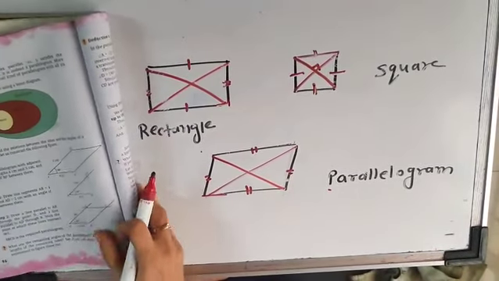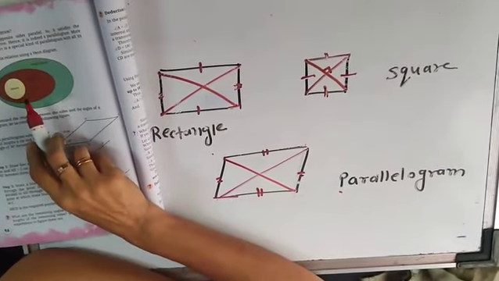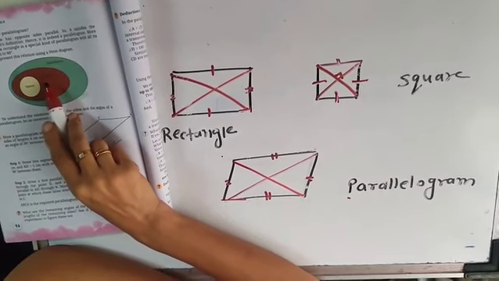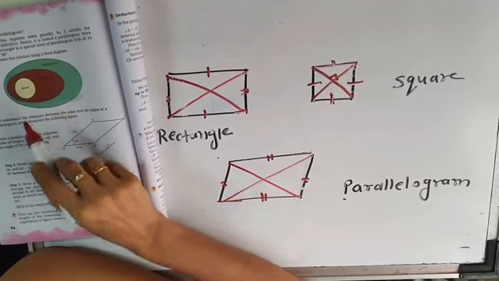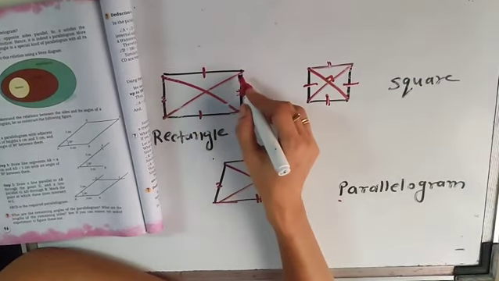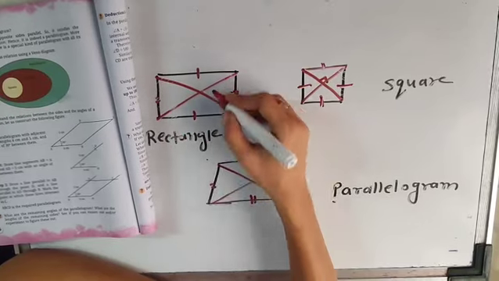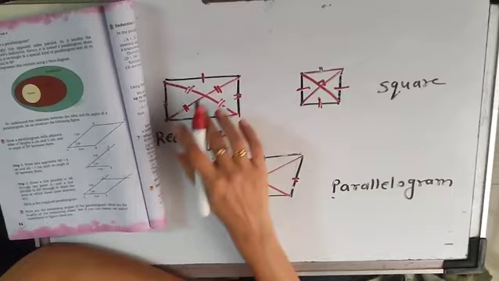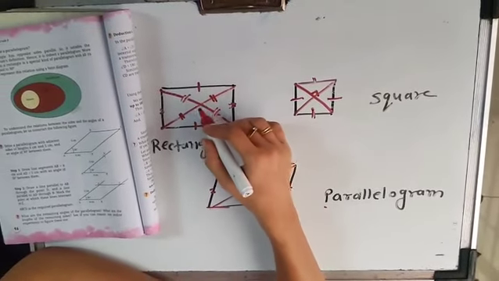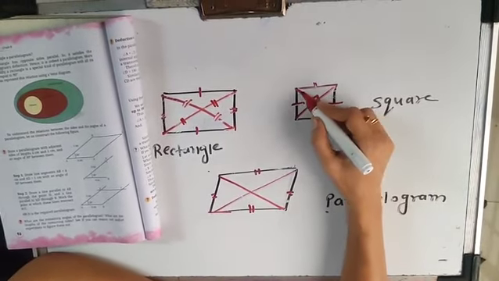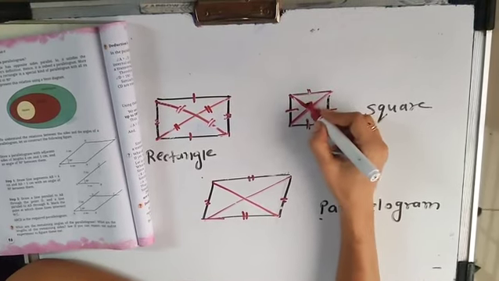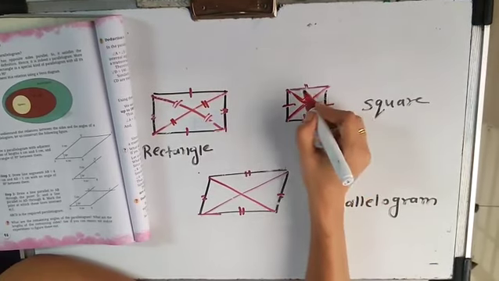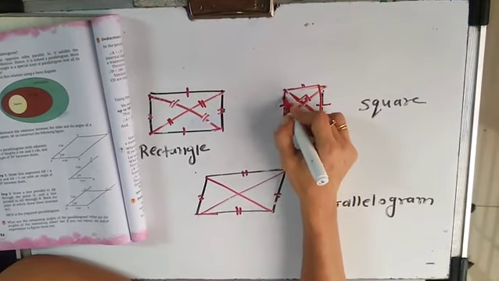So see here, one figure is given in your textbook. Here all the squares are rectangles but not all rectangles are squares. Why? Because when the diagonals bisect each other in rectangle, we get two equal parts. Bisect means we get two equal parts. In square, when the diagonals bisect each other, we get a 90 degree angle. A square is a special type of rectangle with all four sides of equal length.